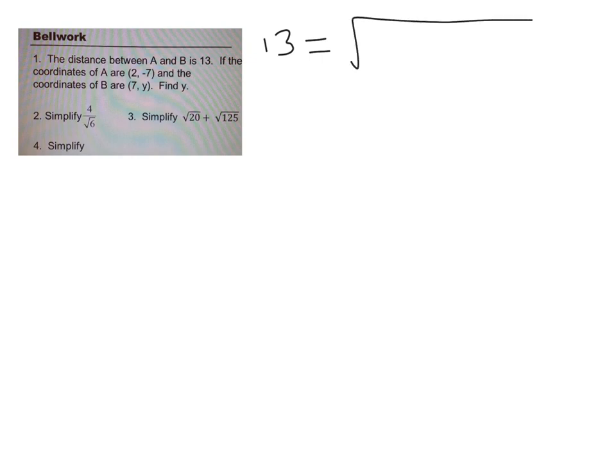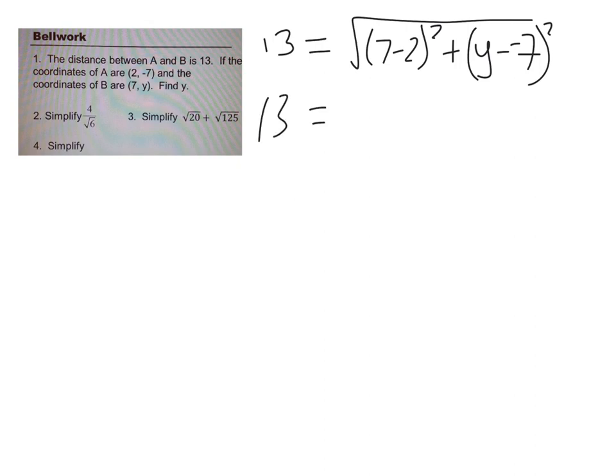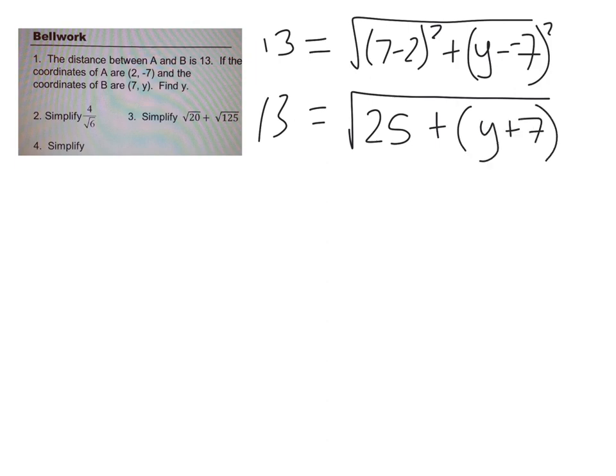And my distance formula will be the difference between my x's. So let's go with 7 minus 2, squared, plus the difference of my y's squared. So y minus -7, squared. Okay, so I've got to do a little bit of algebra. So 13 equals, why don't I go ahead and simplify on the inside as best I can. So this would be what? 5 squared is 25, plus y plus 7, squared.